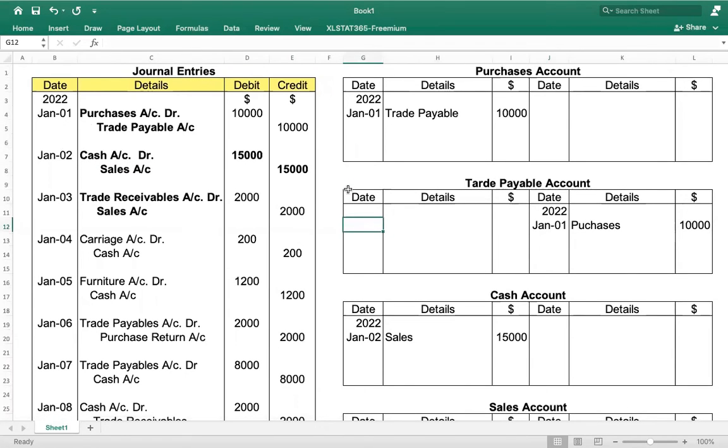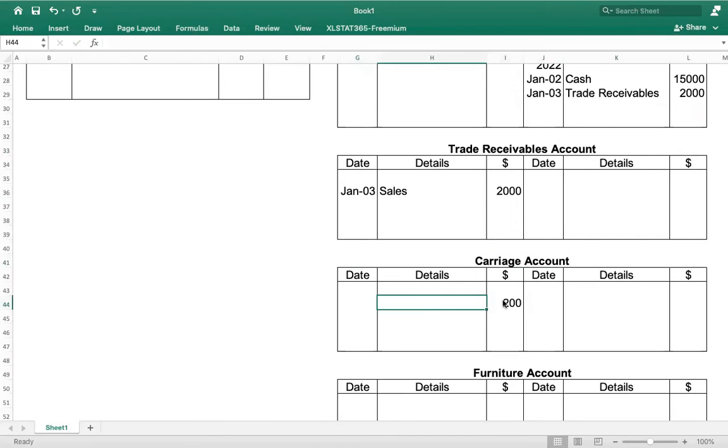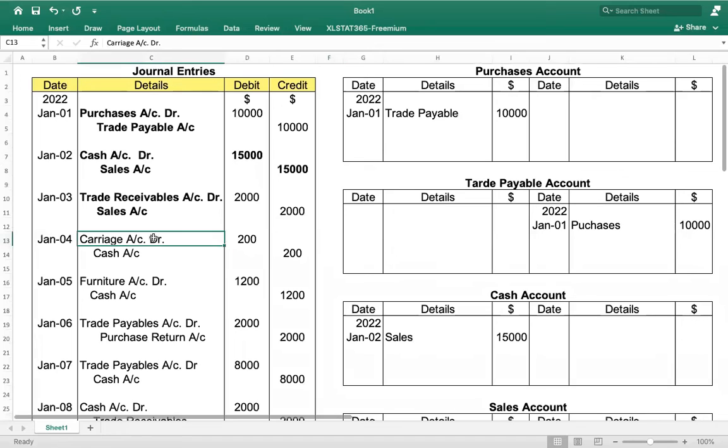Then carriage, 200, debit side. So this is the carriage account, debit side 200. Name of the other account is cash, Jan 4th, right? And next posting will be in which account?